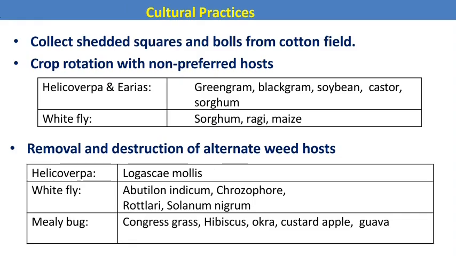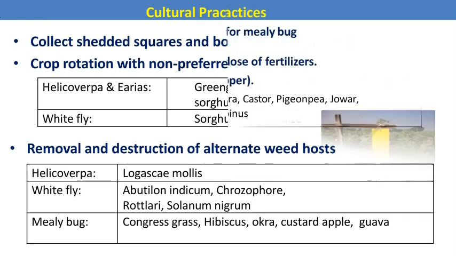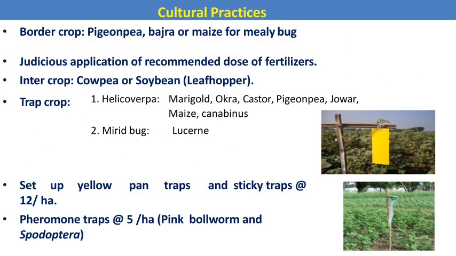These are some of the weeds which act as alternate hosts for cotton pests. Then here the border crop is also used. Pigeon pea, bajra, or maize is mostly used as a border crop to reduce the infestation of mealybugs. Then we should use the recommended dose of fertilizers and avoid excess use of nitrogen fertilizer, because if you use excess nitrogen fertilizer in the fields, there is a chance of increased sucking pests in the cotton field.